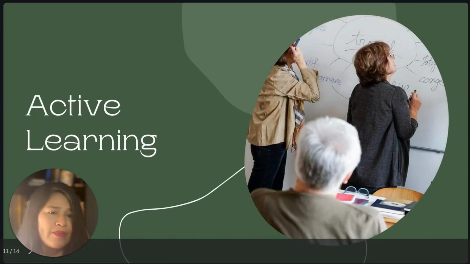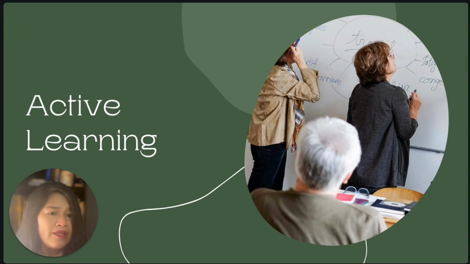The fourth principle is active learning. Adults learn best when they are actively engaged in the learning process. This may involve hands-on activities, group work, and other interactive experiences. The active learning principle is rooted in the experiential learning theory, which suggests that learning is most effective when learners actively engage with the new information and apply it to real-world situations.